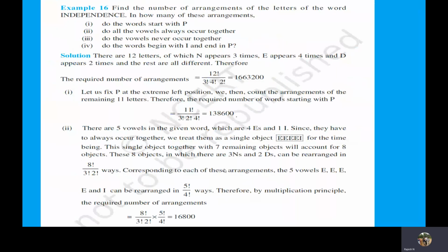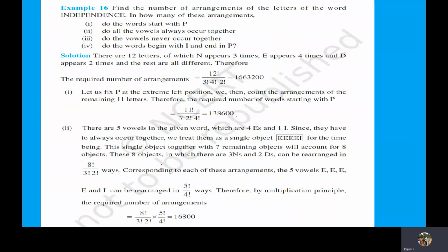Now, for the number of arrangements of the letters of the word INDEPENDENCE, in how many of these arrangements do the words start with P? Do all the vowels always occur together? Do the vowels never occur together? Do the words begin with I and end with P?